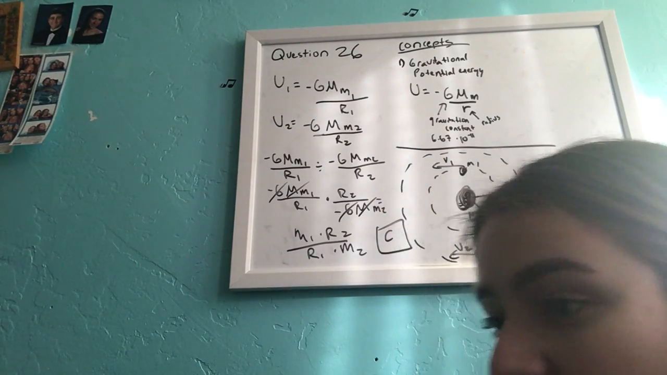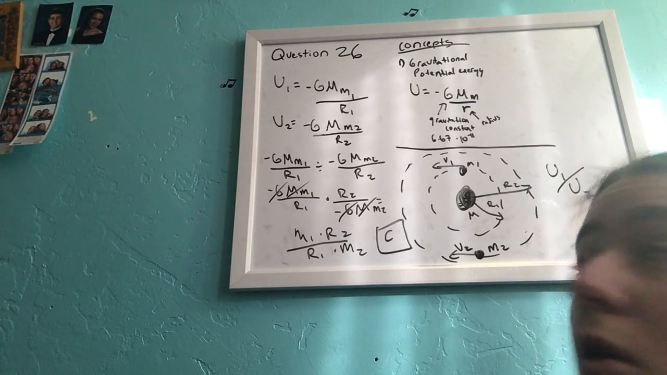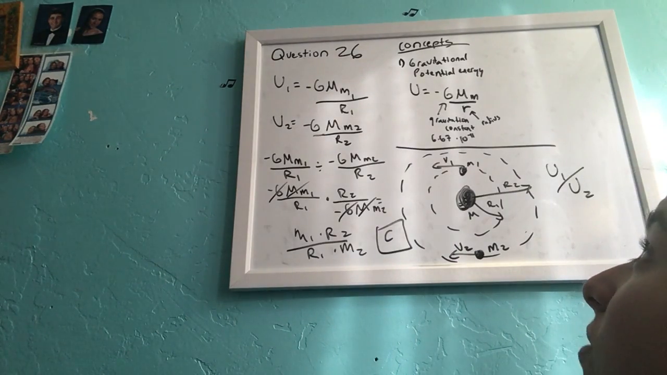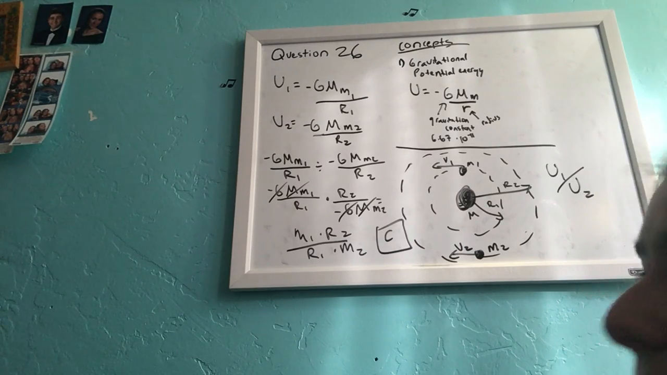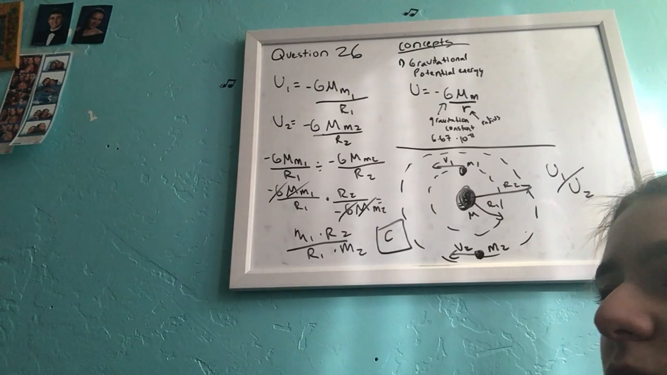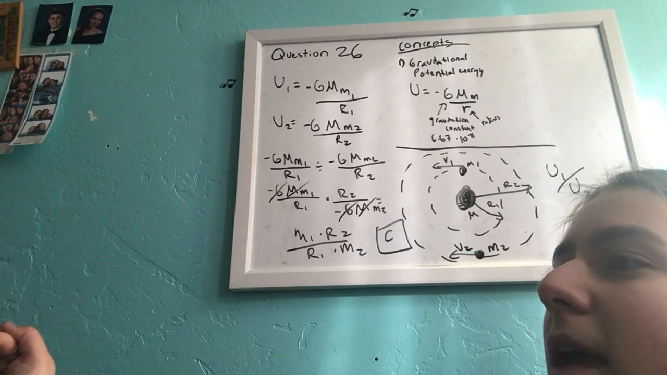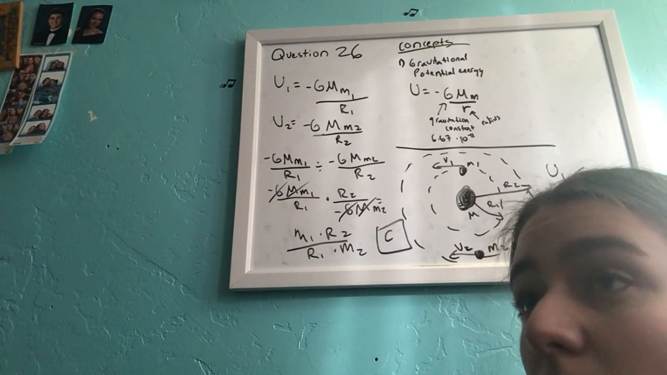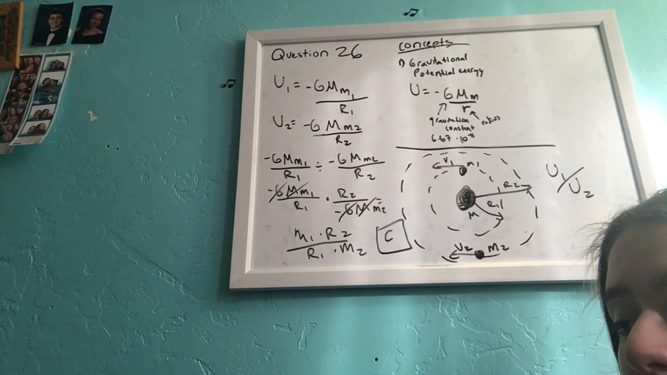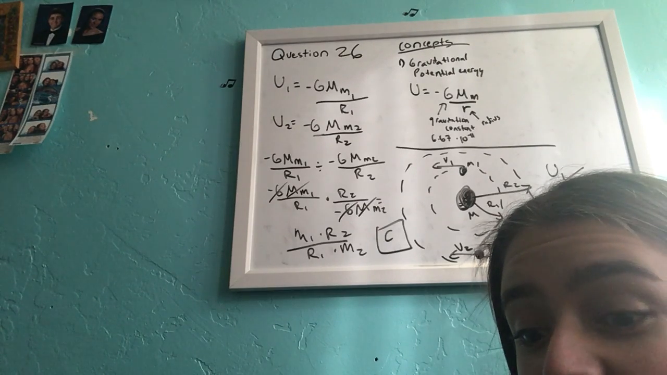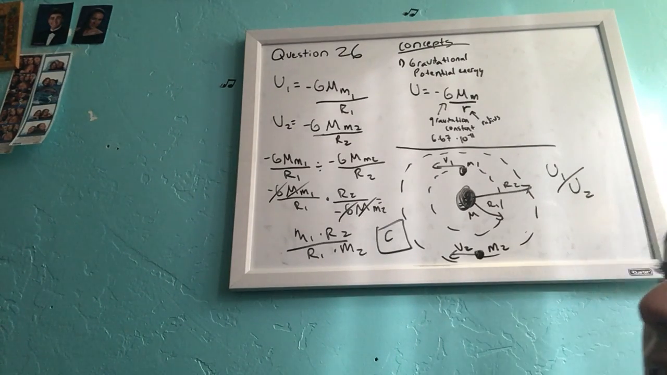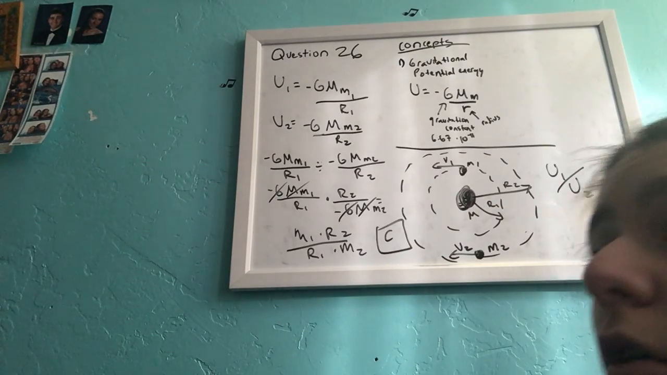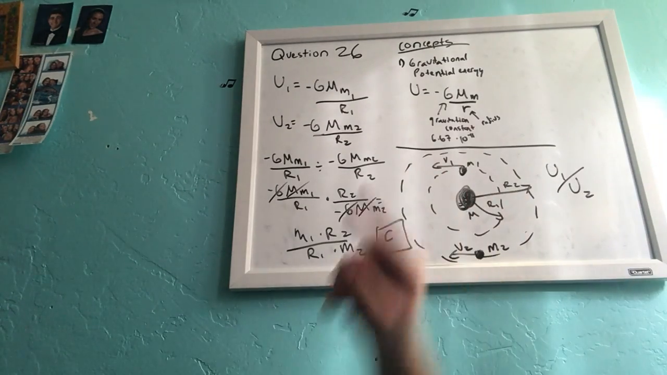So in conclusion, this video, or question 26 in general, showed the important concept of gravitational potential energy and how as an object gets farther away from another object, the potential energy will increase, and when it gets closer, the potential energy will decrease. And using that equation, we were able to solve U1 over U2 in this orbital system.